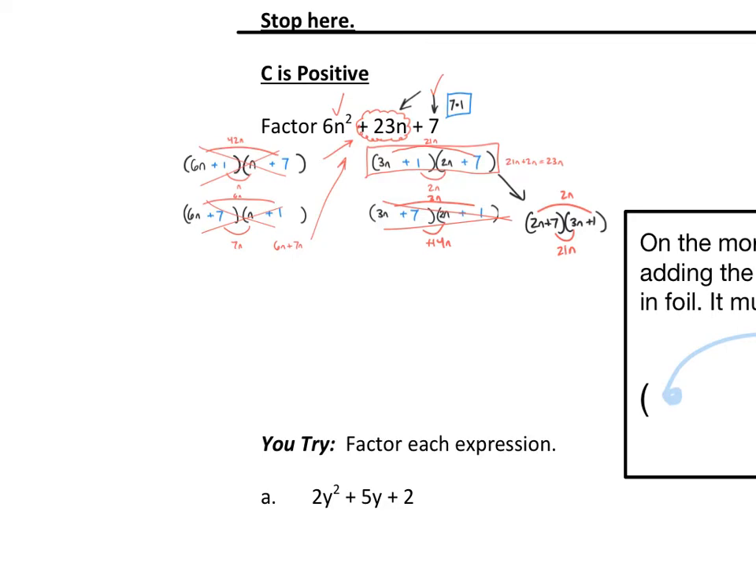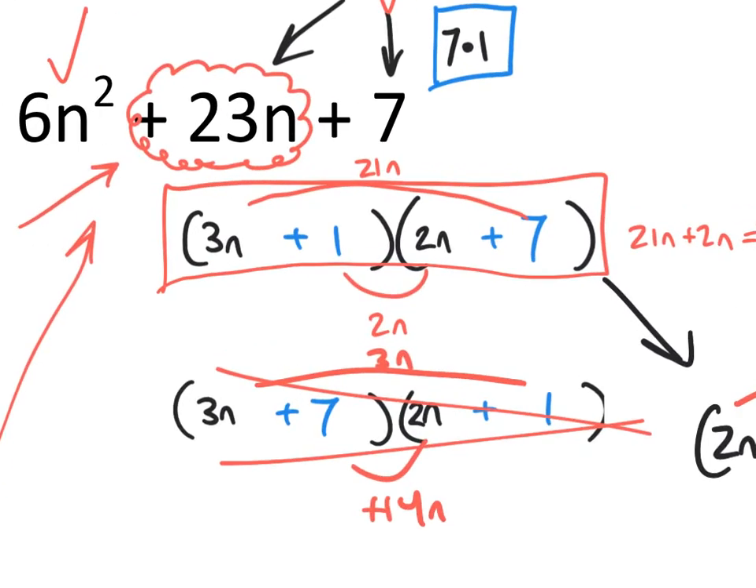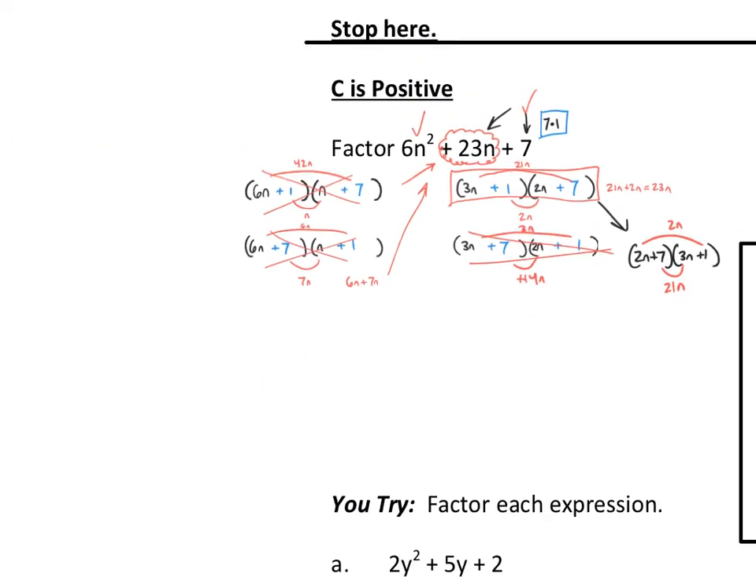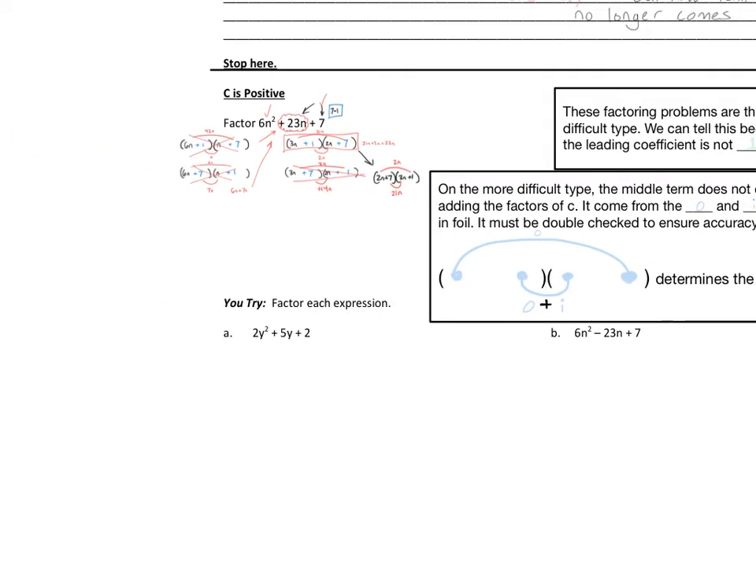And that's the more difficult type of factoring. It's more complicated though, because in order to pin down the middle term, you have to double check by using the O and I from FOIL. Let's go ahead and try another one of these.